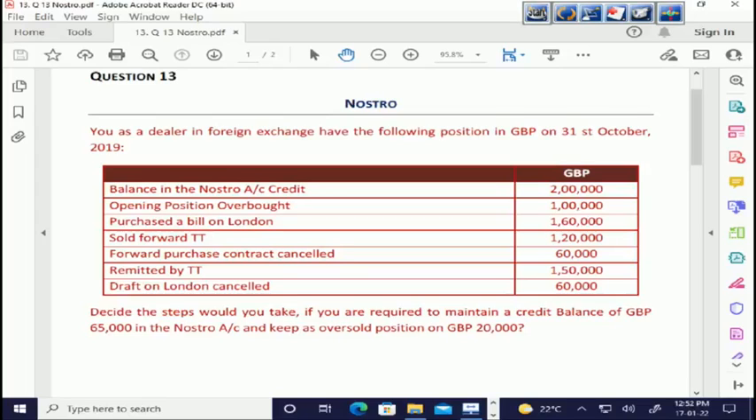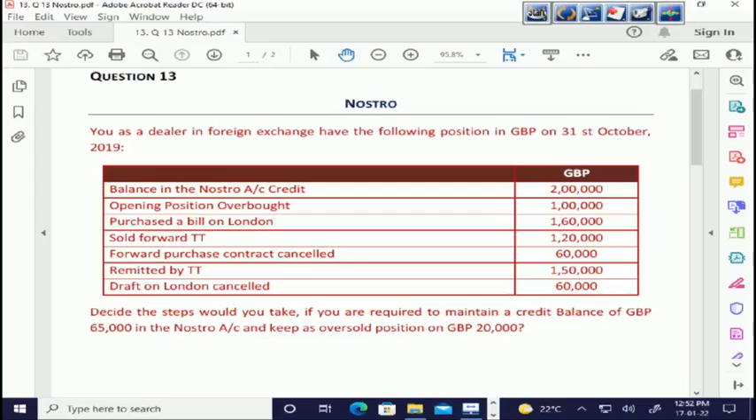Okay, let's see. You as a dealer in foreign exchange have the following position in GBP on 31st October 2019. Balance in Nostro account, credit 2 lakh. So in the account we have 2 lakh credit. Opening position overbought 1 lakh. So in the position statement we have 1 lakh long. So there are two different statements running. One is the account statement, the other is the position statement.